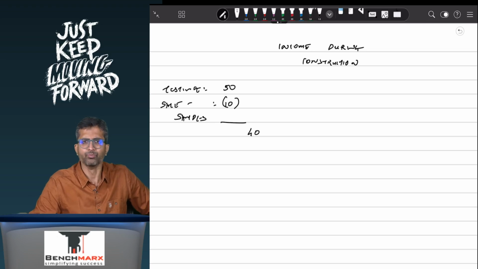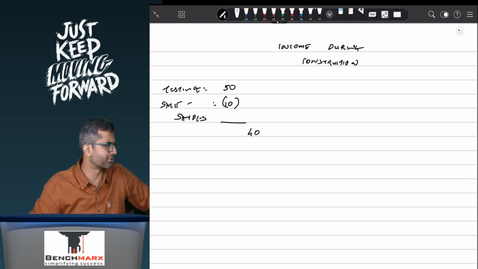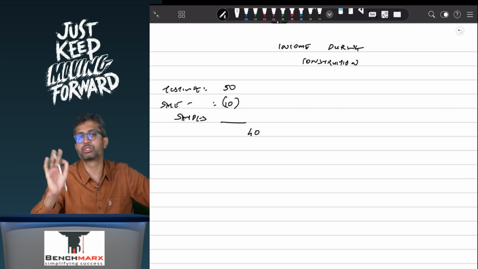What do you guys think? Is that directly attributable to any particular cost of construction? No. And hence this will be taken to the P&L. So long story short, incomes during construction.